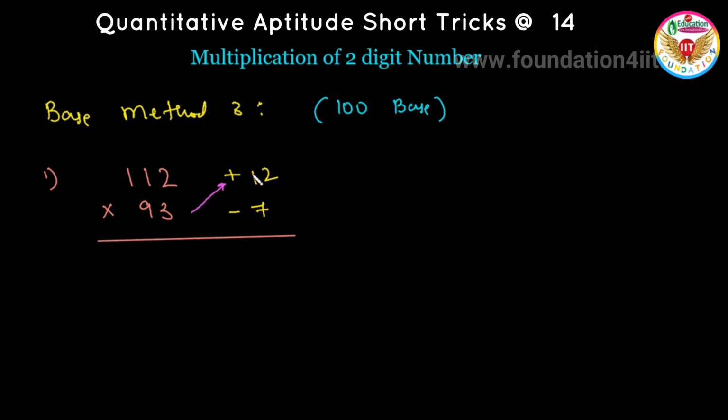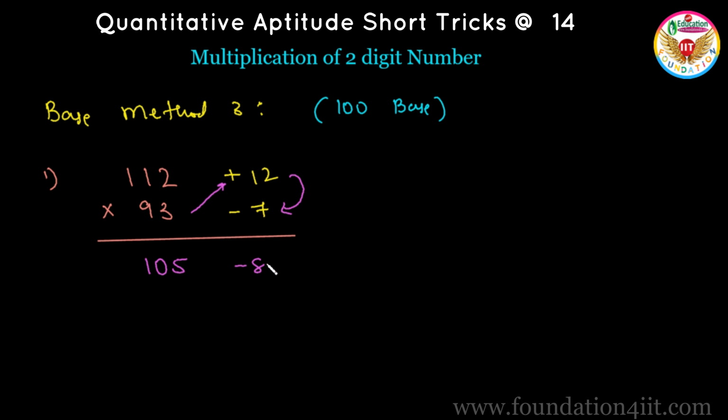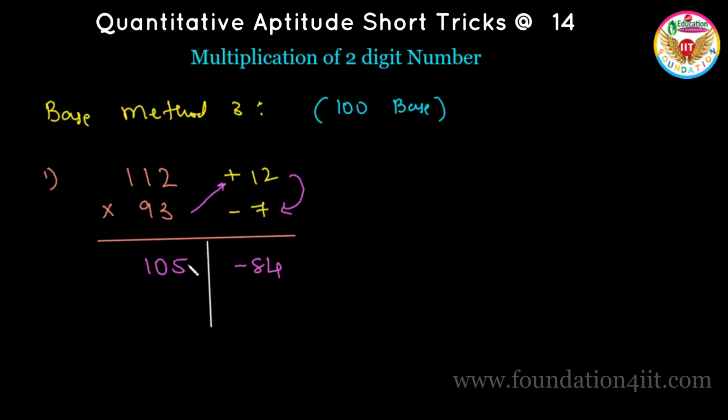93 plus 12 is 105. Or else 112 minus 7 is also 105 only. Any cross you can do, whichever is easy and comfortable for you. Next you have to multiply these both: plus 12 into minus 7. So this is minus 84. Okay, this is the first step you have to analyze.